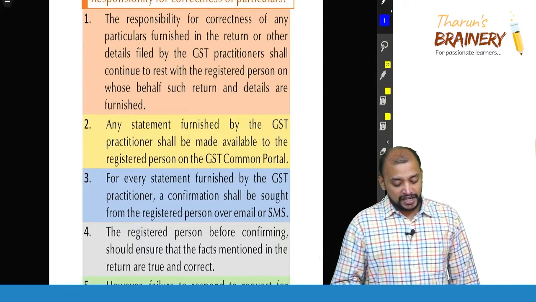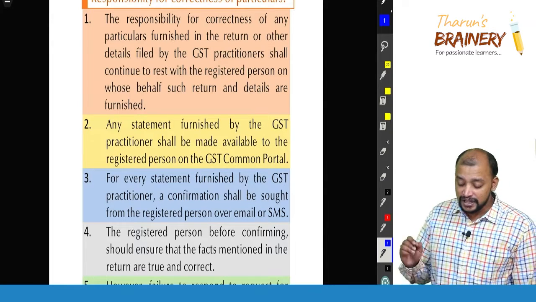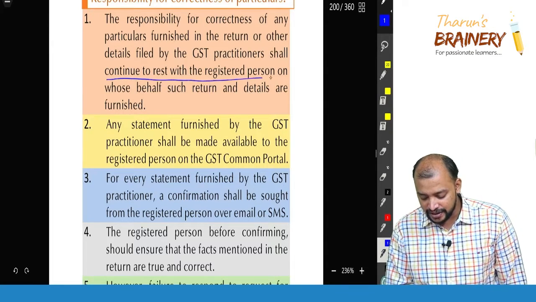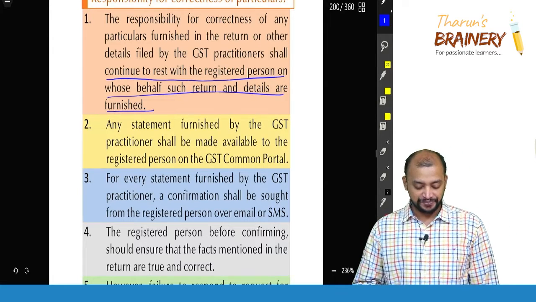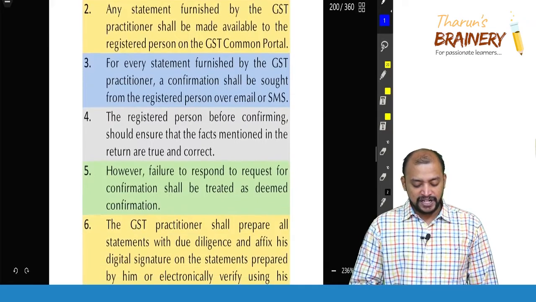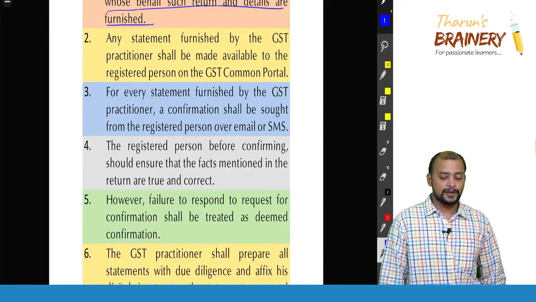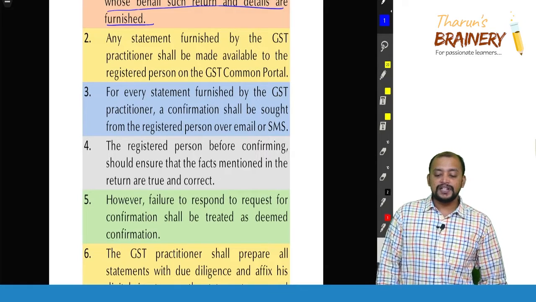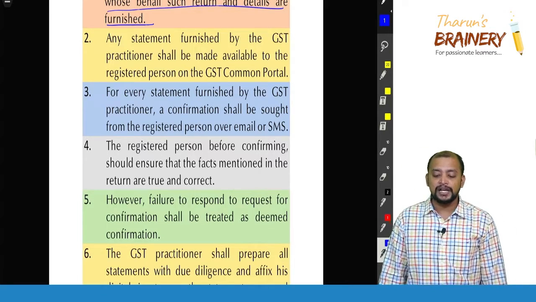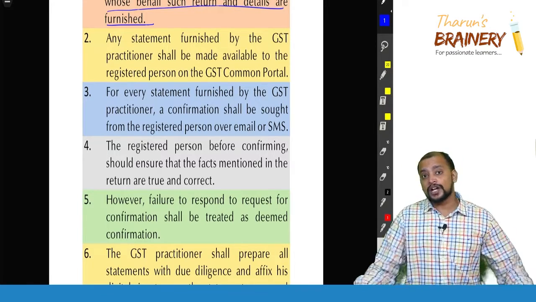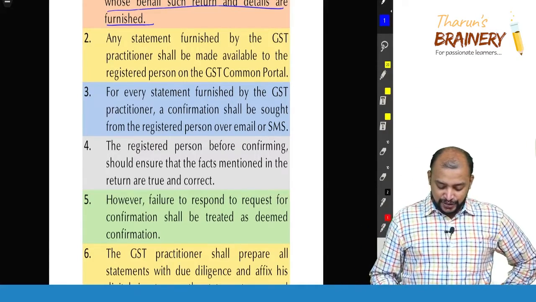The responsibility for correctness of any particulars furnished in the return shall continue to rest with the registered person on whose behalf such return and details are furnished. Any statement furnished by the GST practitioner shall be available to the registered person on the common portal. For every statement furnished by the GST practitioner, a confirmation should be sought through email or SMS. Suppose no confirmation is received, deemed acceptance. Okay. So that is this here.